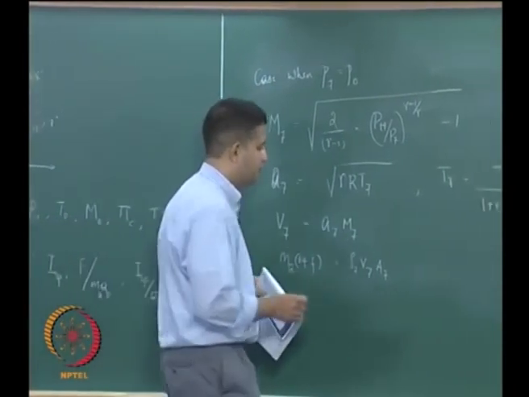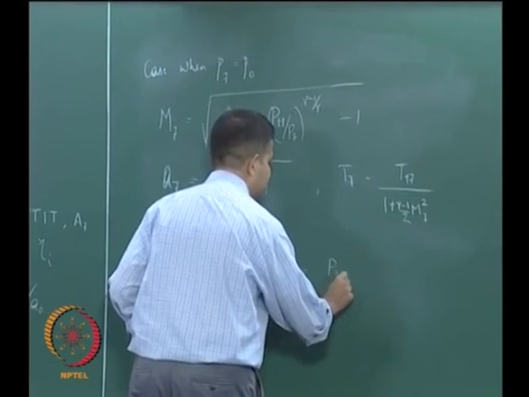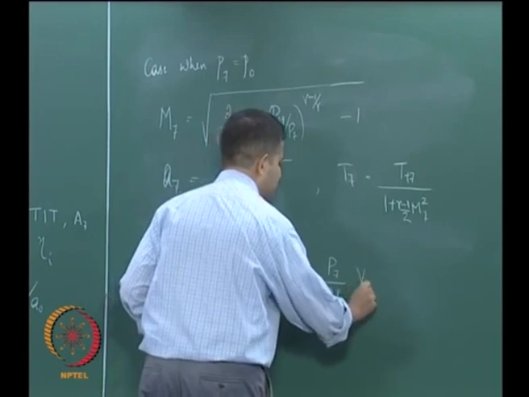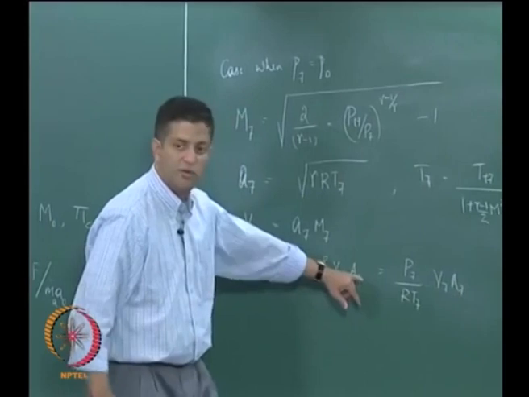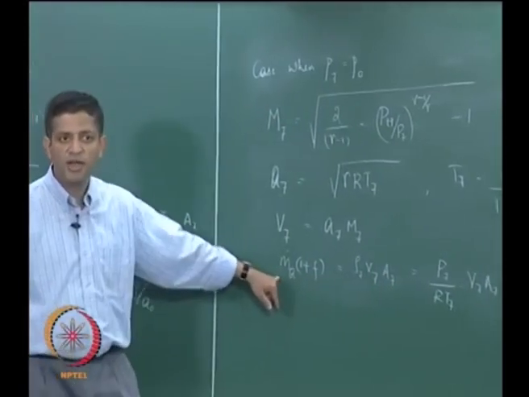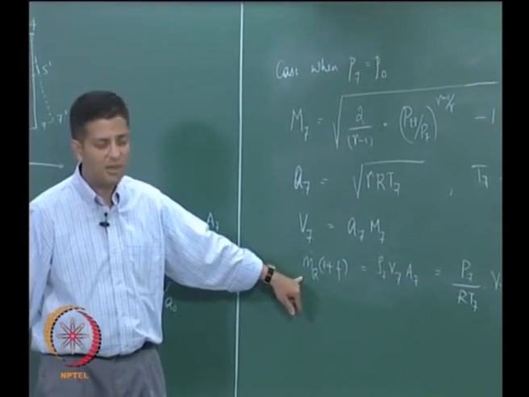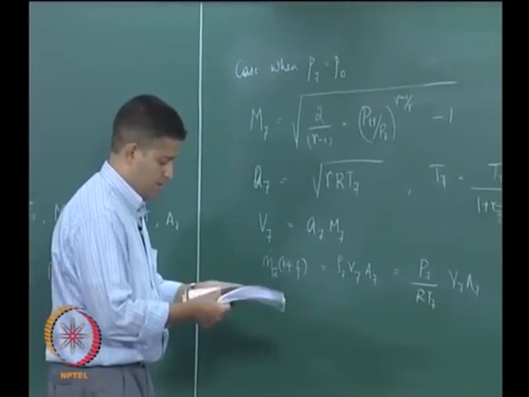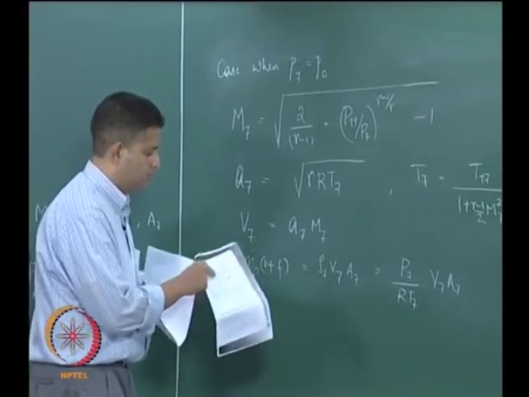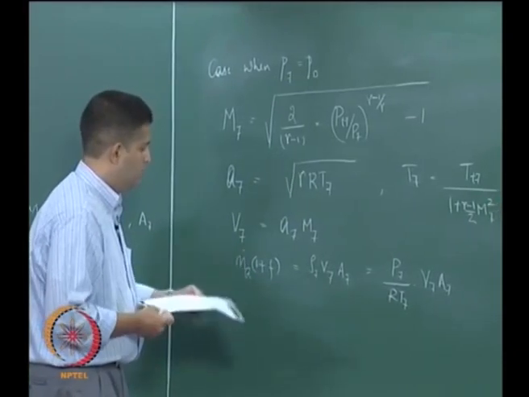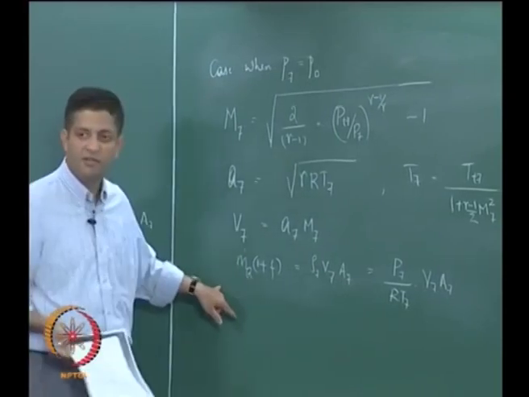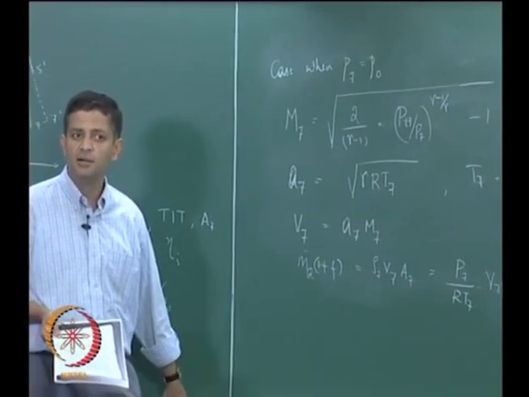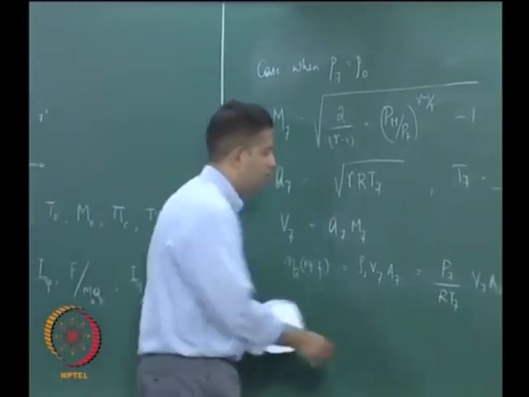I know this to be P7 by RT7 into V7 A7. Now here I know all the quantities, I can get m dot a into 1 plus f, fine. I still do not know what is f, we will get to that shortly. So how do we get f? If you remember when we did ISP calculations, what did we do? Energy balance. Energy balance across the burner. So we will do that.